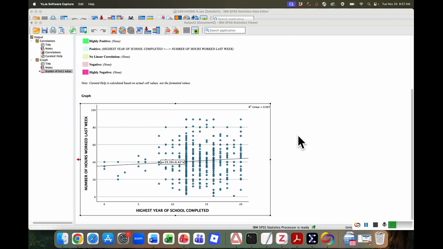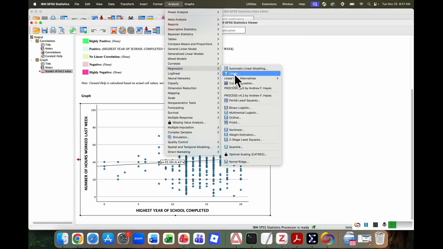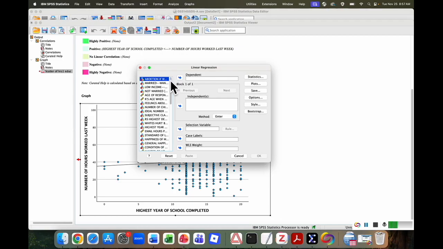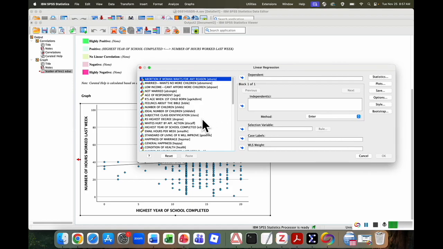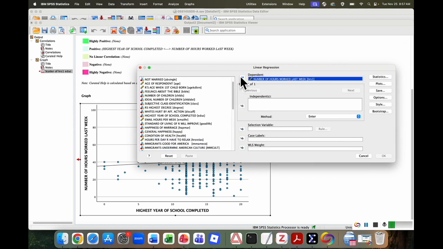Now we are going to go on to the next step, which is to conduct a linear regression test. We're going to go to Analyze, and then Regression, Linear. Our dependent variable is the number of hours worked last week. I don't know why, but I have a difficult time there it is. Number of hours worked last week. And then our independent variable is the highest year of school completed, which is there.